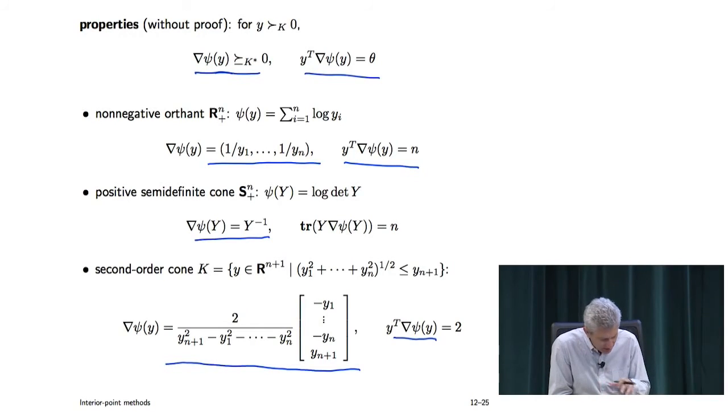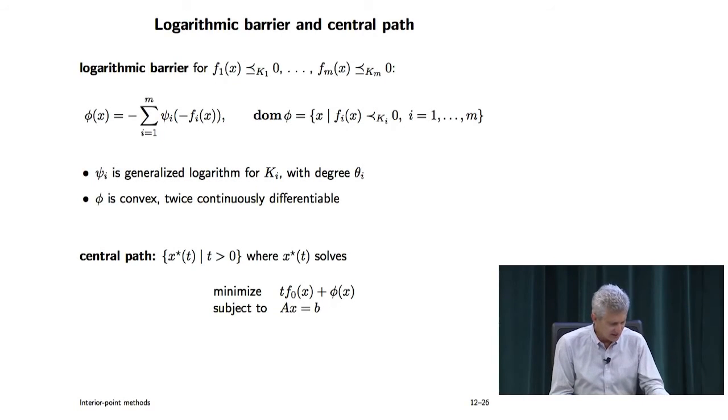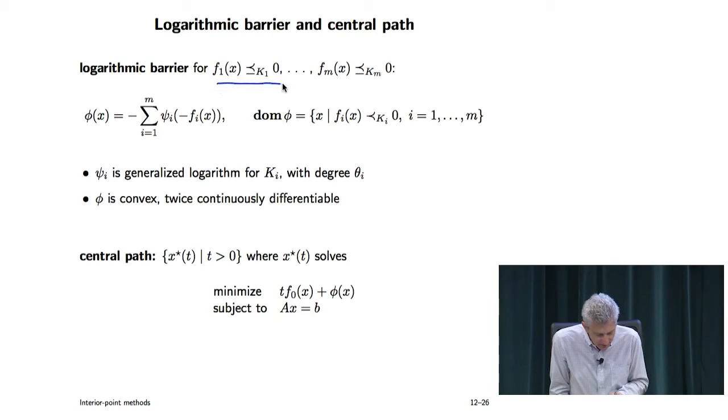These are the main logarithms we're going to use. There are actually some exotic other logarithms for other sets that people use, and although they give better complexity results in some cases, it's not at all clear that they have any use in practice. I mean, that they give any advantage at all. Okay. Now we can continue the analogy. So we're going to first talk about the logarithmic barrier for a set of generalized inequalities.